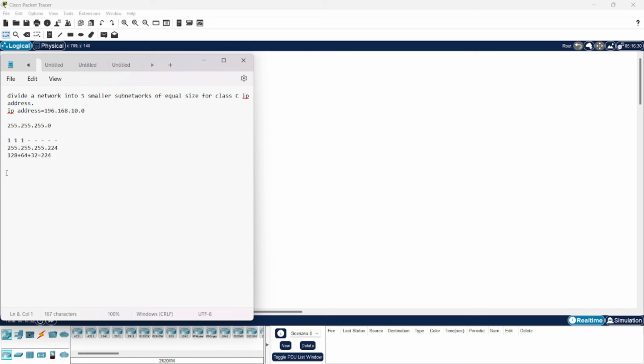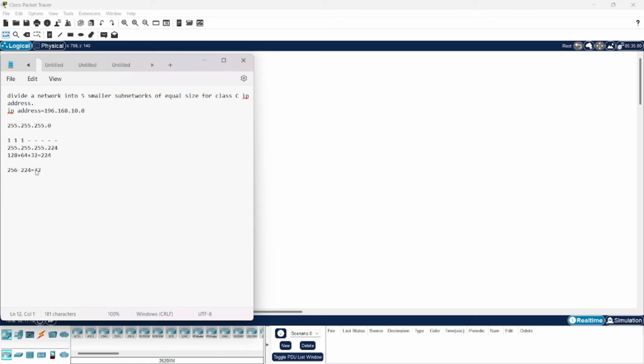Now I would distribute the IP addresses. To find the number of hosts in a smaller subnetwork, we will subtract it from 256. So 256 minus 224 would give us 32. Now our smaller subnetworks can at most have 30 hosts because the first and last addresses are reserved.